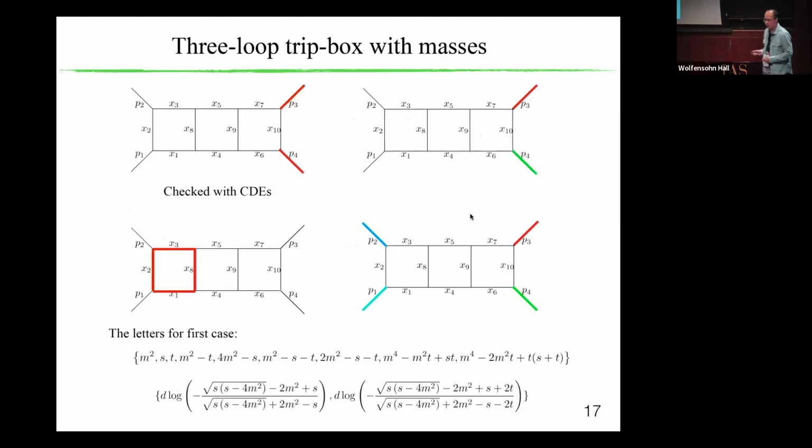And this is for two loop 5 point. We also look at 3 loop 4 point integrals. And with these integrals, we have checked with the canonical differential equations. And in this case, it is much simpler. We just have 2 irrational letters. And for the other 3, we bootstrap all the letters, but we leave the check in the future, I think.